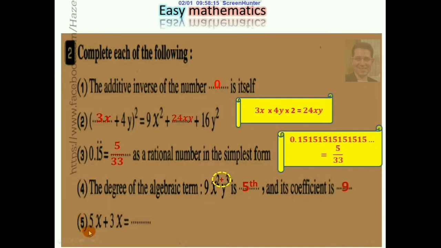Finally, we want to add 5x plus 3x. When we have like terms like that, we just add their coefficients, 5 plus 3 equal 8, and keep x as it is. Finally, it will be equal 8x. Like that.